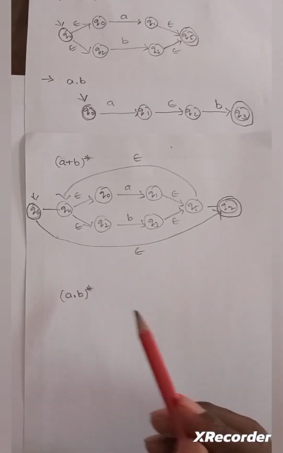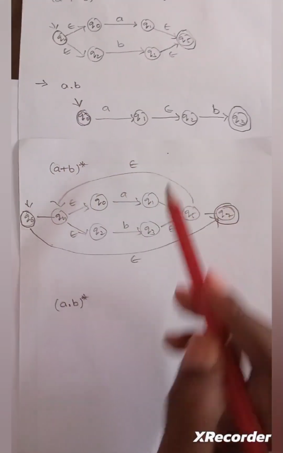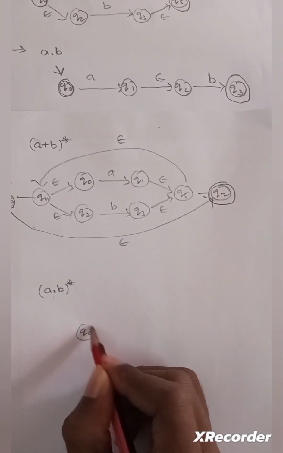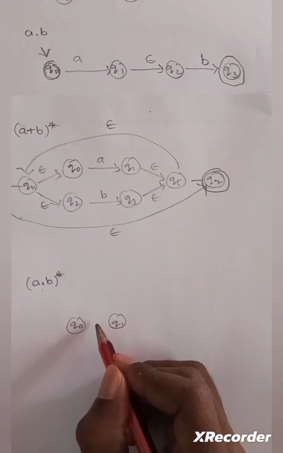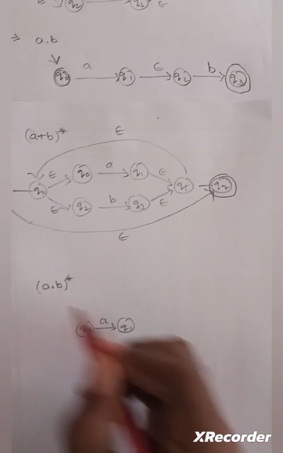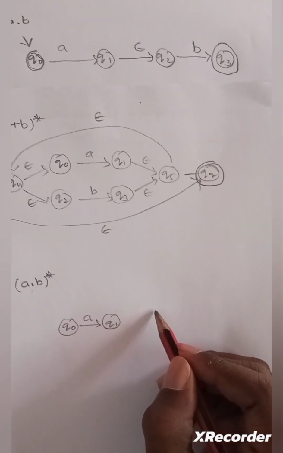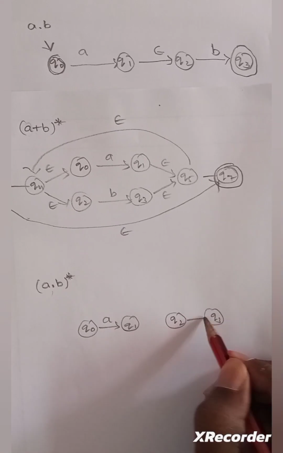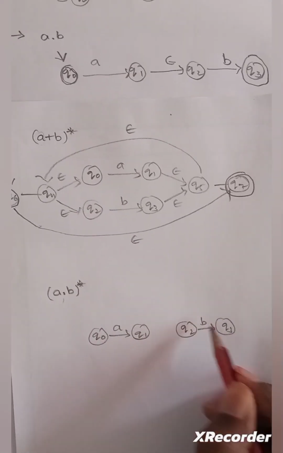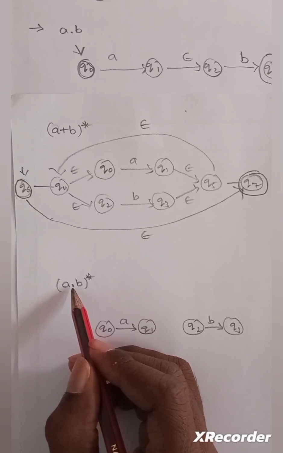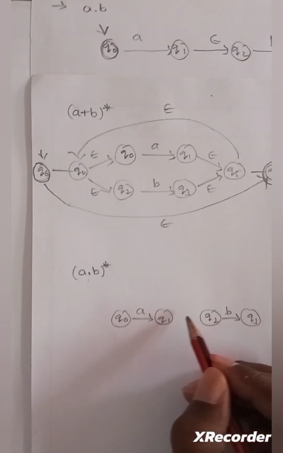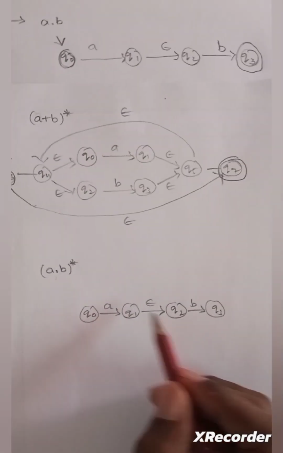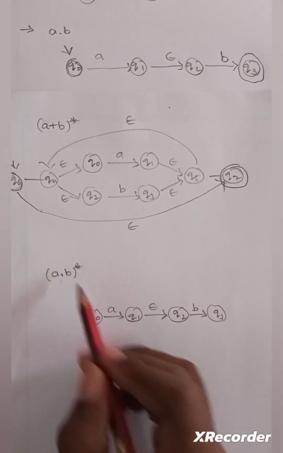As we know how to convert a.b into finite automata: for converting a into finite automata, we have to take two states. Let the states be q0 and q1, connected by the input symbol a. And for b also we need to take two states. Let the states be q2 and q3, connected by the input symbol b, right? In between a and b we have dot. So whenever we have dot in between two symbols, we join these two states by epsilon. So this is how we convert a.b into finite automata.